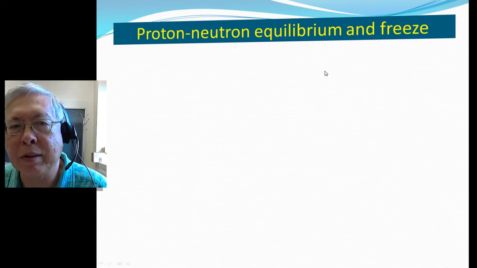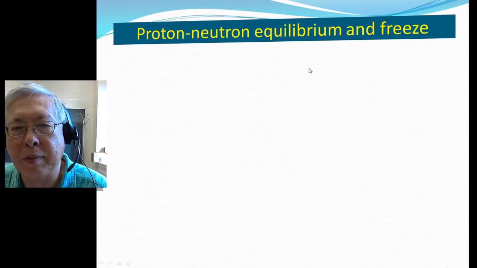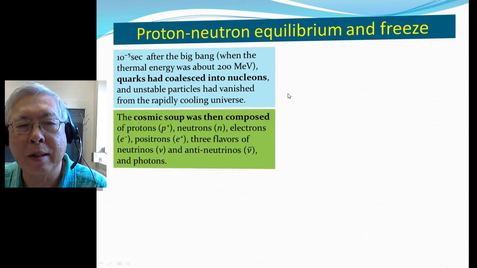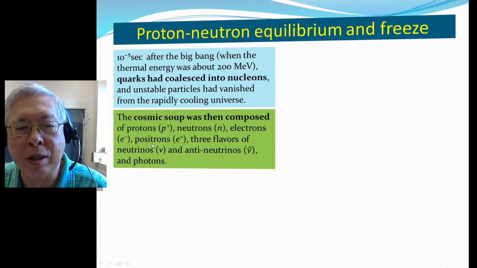First, we'll talk about the epoch called proton-neutron equilibrium, or freeze out. About 10 microseconds after the Big Bang, when the thermal energy was about 200 MeV, quarks had coalesced into nucleons and unstable particles had vanished from the rapid cooling of the universe. The cosmic soup was then composed of protons, neutrons, electrons, positrons, three flavors of neutrinos and antineutrinos, and photons. Sometimes we call this the era of nucleons.